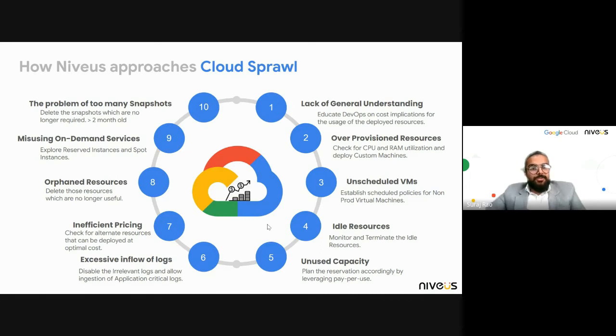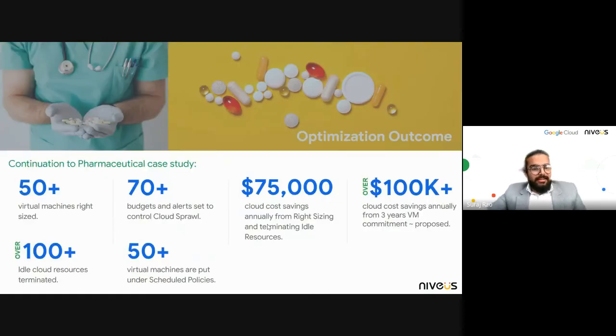So delete the snapshots which are no longer required. The generic recommendation is to delete snapshots which are over 1.5 months or 2 months old. And I'm pretty sure that you all were waiting for this particular slide. So what was the outcome, or how has Niveus helped this pharmaceutical company to optimize their cost?